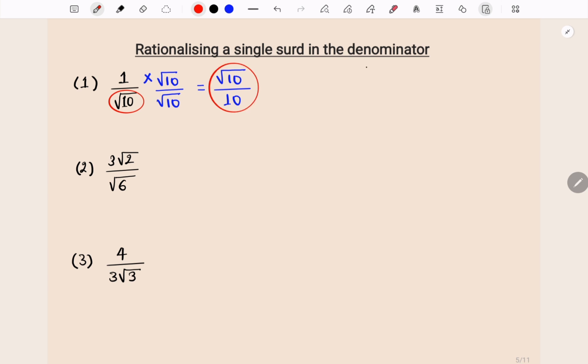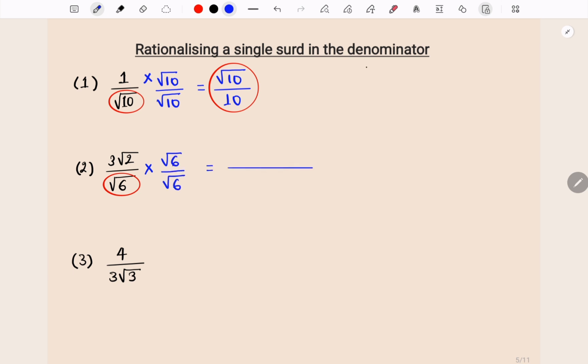Moving on to the next question, we have 3 root 2 over root 6. Here again, the denominator contains a surd, that is root 6. So we multiply the top and the bottom with root 6.